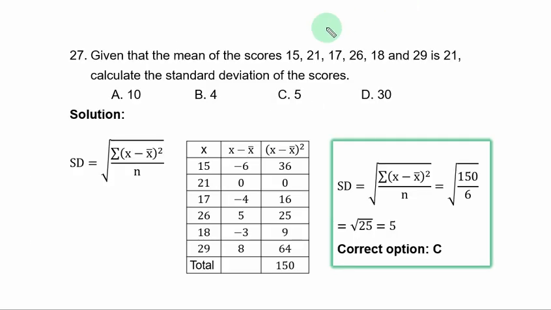Question 27. Given that the mean of the scores 15, 21, 17, 26, 18, and 29 is 21. Calculate the standard deviation of the scores. The scores we have here are on grouped data. So you use this formula to get the standard deviation. The mean is given to you in the question.